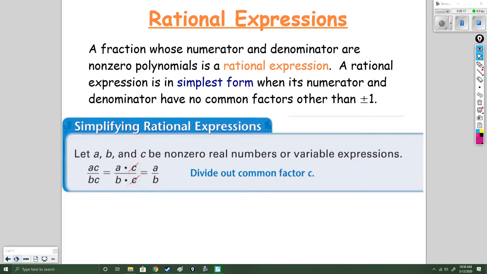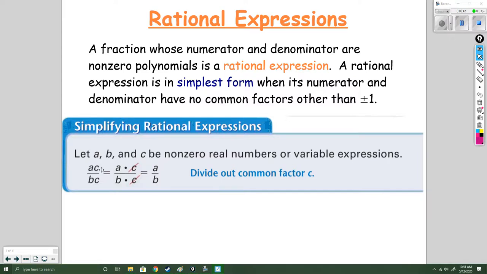Alright, first let's talk about what a rational expression is. A fraction whose numerator and denominator are non-zero polynomials is a rational expression. So neither one of them can be zero. A rational expression is in simplest form when its numerator and denominator have no common factors other than positive and negative 1. An example of this would be shown below.